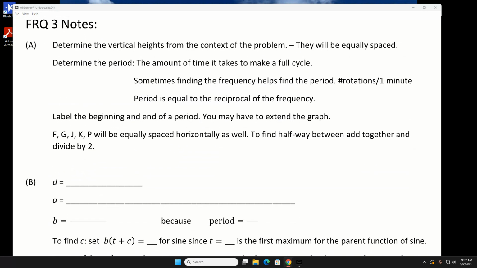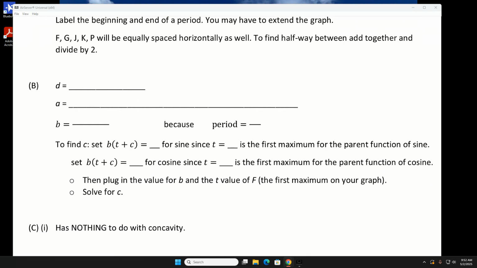Okay, so we kind of already talked about the A question. So the D is what's added at the end. Do you guys know what part of the graph that is? The midline, yes. I think somebody said it. All right, what about A? The amplitude, good.